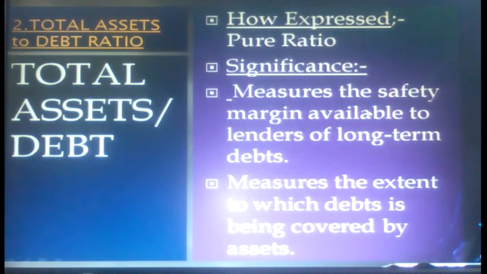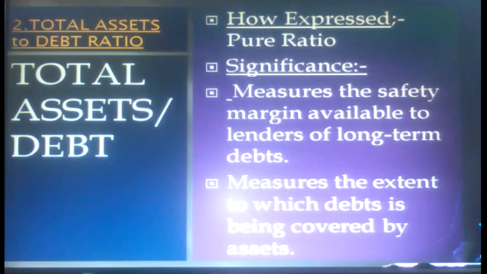So what is the significance here? Measure the safety margin available to lenders of long debts. Okay, so the safety is very important here. For meeting our long debts based upon our debt, what is our assets? Correct. So measure the extent to which debt is being covered by assets. According to our assets, what is our debts?